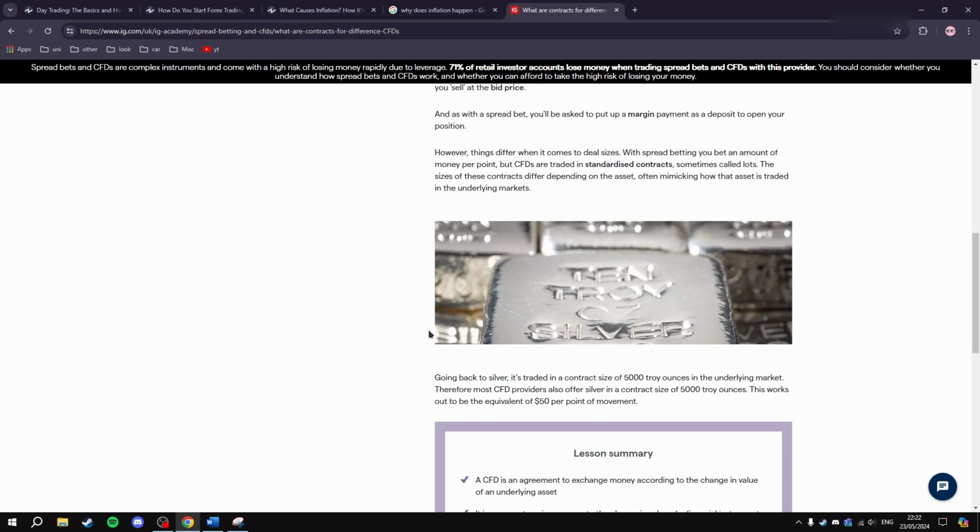The size of these contracts differ depending on the asset, often mimicking how the asset is traded in the underlying markets. Going back to silver, it's traded in a contract size of 5,000 troy ounces in the underlying markets. Therefore, most CFD providers also offer silver in a contract size of 5,000 troy ounces. This works out to be the equivalent of $50 per point of movement.